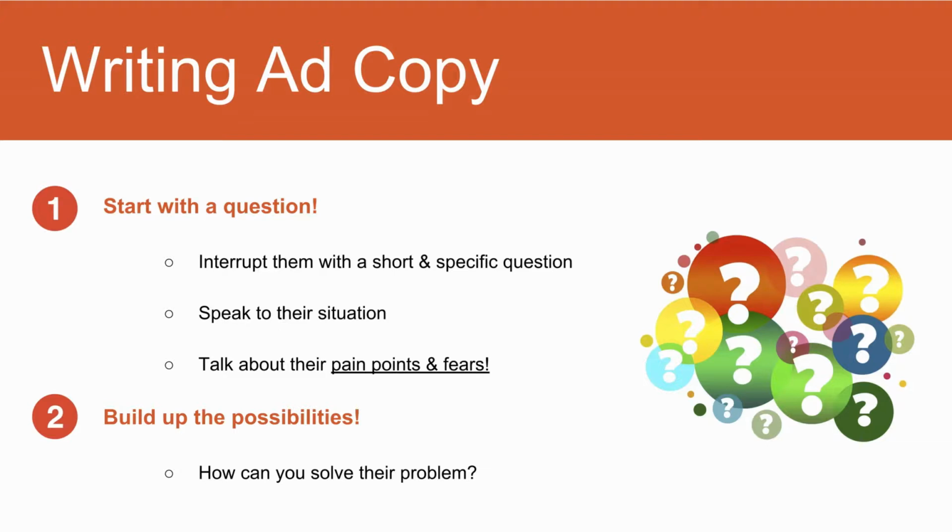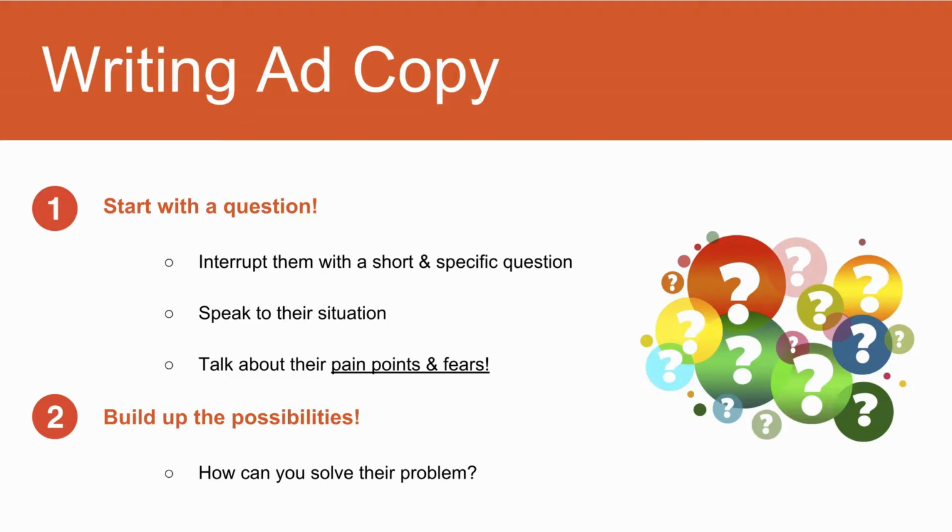You need to make sure that you're speaking directly to their situation. So the more narrow you can be here, the better. For instance, if you say "thinking about buying your house" versus "thinking about buying your first house," that's more specific, right? We're talking about first-time buyers versus just buyers in general. So the more you can be specific to their situation.